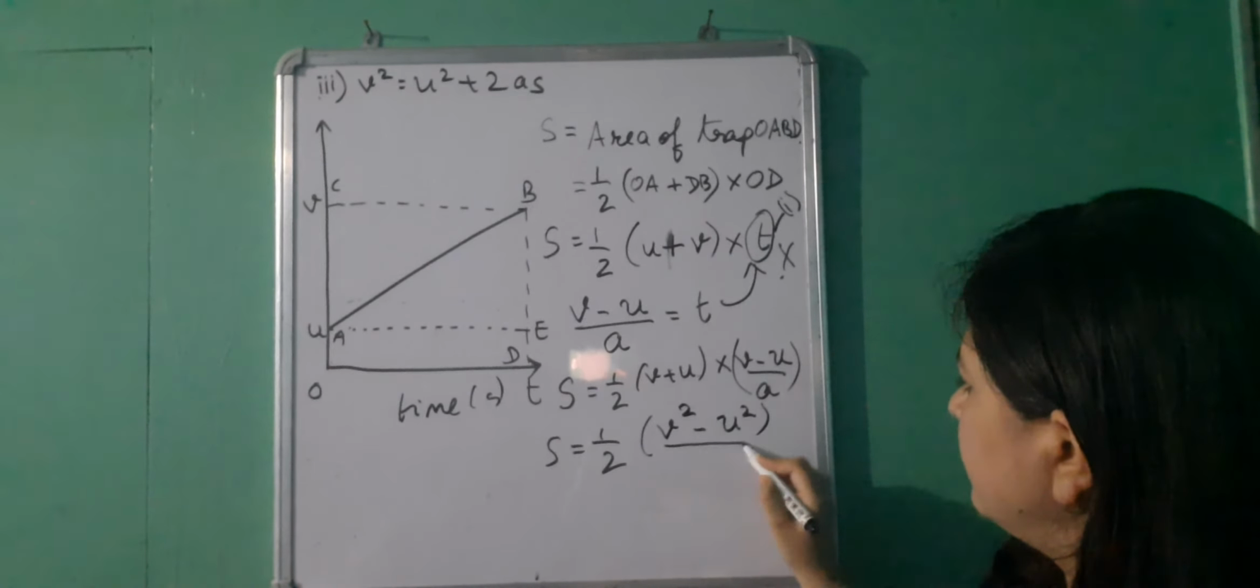Now cross multiply it. 2a will go up here, so we can write 2as is equal to v square minus u square will remain here. Or if you want to put it in this form, just take this u square on the other side, so v will be left out with v square is equal to u square plus 2as.